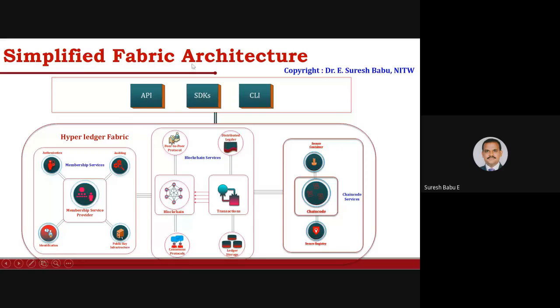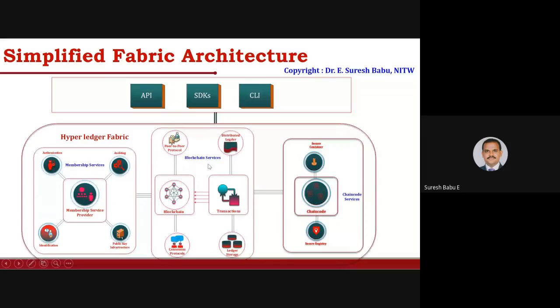Now, this is a simplified architecture which we're going to have. The services that Hyperledger is going to provide include the membership service, with cryptographic primitives. The membership service provider, MSP, will be there, where authentication is provided. Auditing can be done, public key infrastructure can be provided, and then identification is going to be provided. These are the membership services it is going to provide.